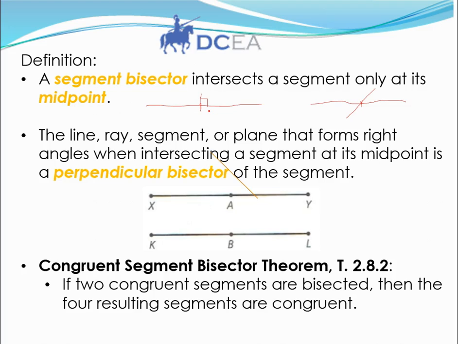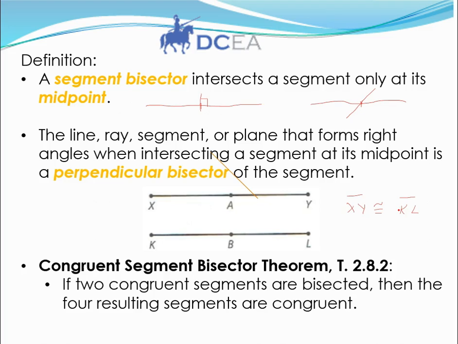And this picture here is for the congruent segment bisector theorem, theorem 2.8.2. If two congruent segments are bisected, then the four resulting segments are congruent. So we're basically saying that segment XY is congruent to segment KL.